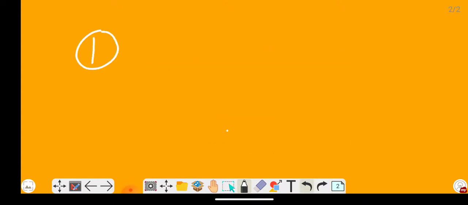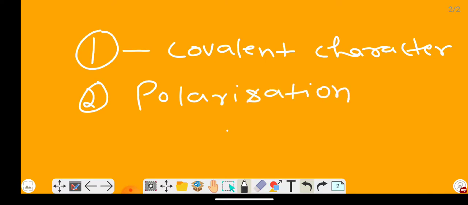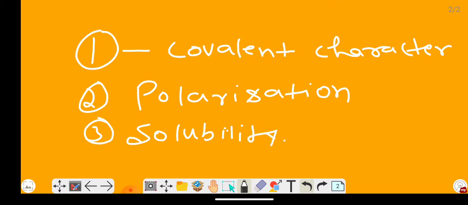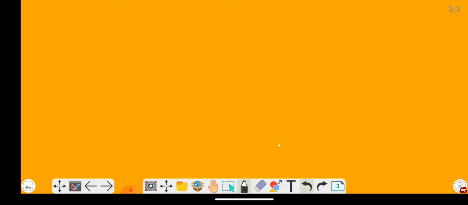Now, the first type of question is on covalent character. The second type of question is on polarization. The third type of question is on solubility. So basically, polarization and covalent character are of the same type, so mainly two types of questions are asked. Now let us discuss.